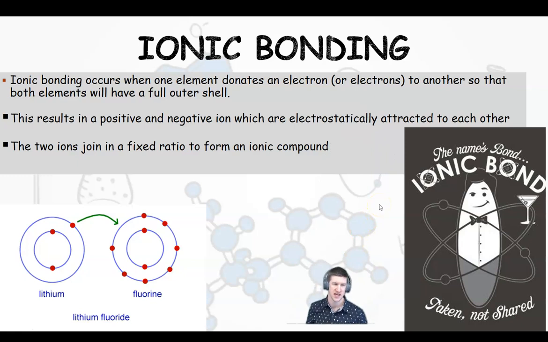Ionic bonding is when one element donates an electron or multiple electrons to another so that both elements now have a full outer shell. So this process of donating or taking electrons is the ionic bond. This results in a positive and a negative ion. So between the two things, if one donates its electron, it becomes a positive ion. And if one receives the electron, it becomes the negative ion. Given that this now forms a positive and a negative, these are electrostatically attracted, just like north and south magnets or positive and negative electric charges. They're attracted to each other, they stick together, and this is what forms the ionic compound. So this is what actually holds them together.